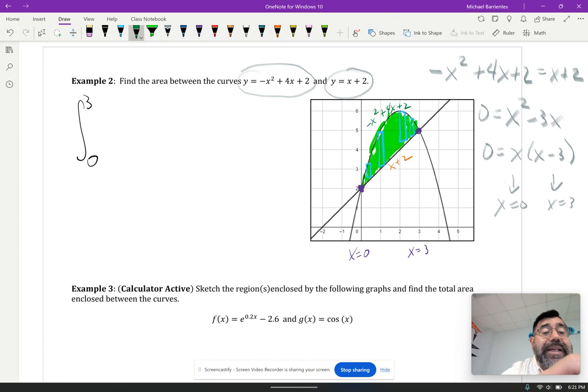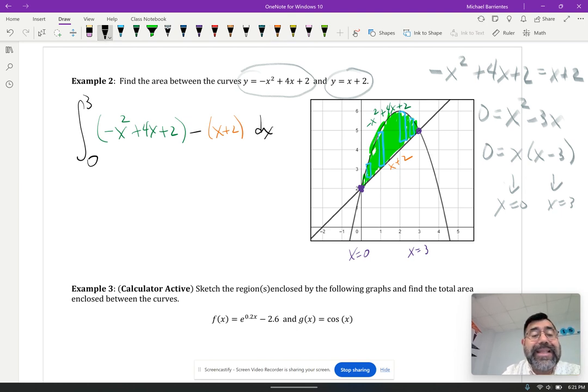So when I set up my integral, I'm going to say top, all of this, minus the bottom boundary, which is x plus 2, dx. This integral will find the area that's trapped between those two curves, between the top and the bottom. That's why I wrote negative x squared plus 4x plus 2 minus x plus 2.